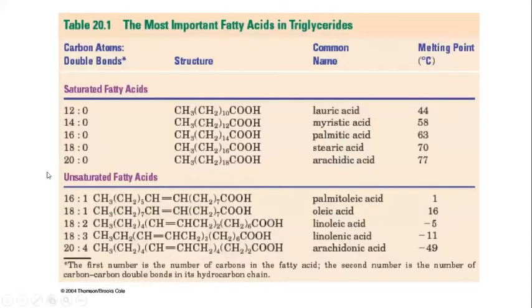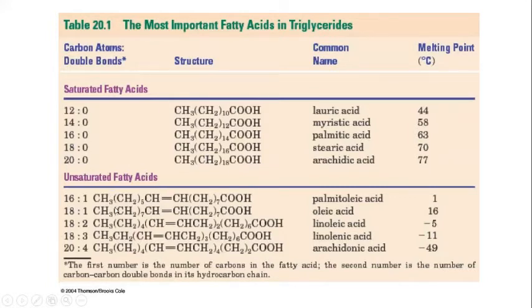And here you can see some saturated and unsaturated fatty acids. I told you that fatty acids usually have even numbered carbons: 12, 14, 16, 18, and 20. When saturated fatty acids contain 12 carbons, the common name for that is lauric acid. And fatty acids containing 14 carbons, the common name for that is myristic acid. 16 palmitic, 18 stearic, 20 arachidic acid.